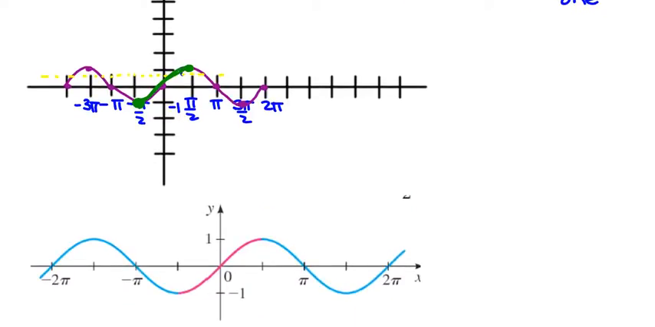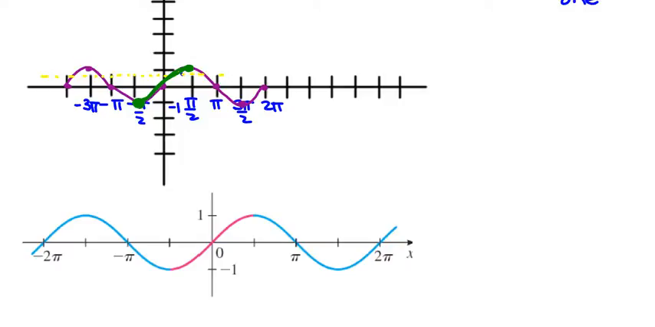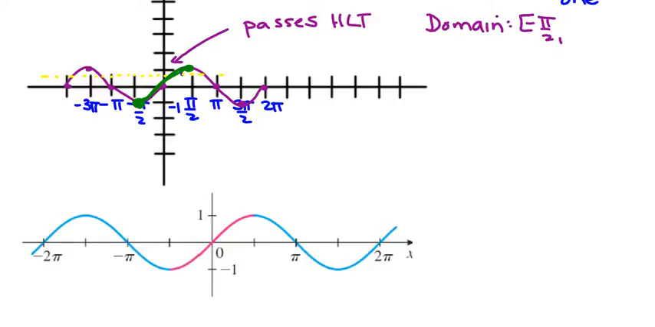Here's a bigger version of that. When I look at that green region that I've now highlighted, does that green region pass the horizontal line test? Yes, it does. So this region in the green passes the HLT, so it could have an inverse. So that domain that we just cut out is from negative pi over 2 to pi over 2.